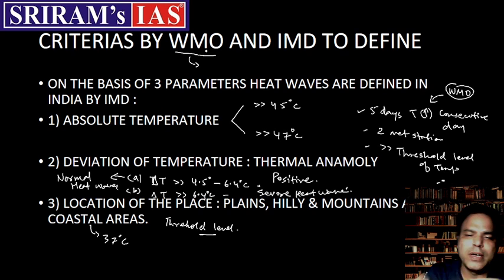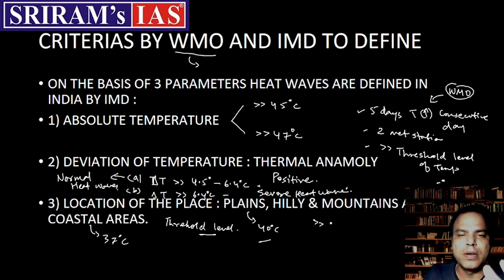If the location is plain, hilly, or mountainous, the areas get different thresholds. The threshold limit for plains is 40 degrees. If the temperature is above 40 degrees, then the plains may be affected by heat waves. For hilly and mountain areas, the maximum temperature that people or animals are adapted to is around 30 degrees Celsius. In the coastal areas, the threshold level temperature is 37 degrees Celsius. If temperatures cross these values in different geographies, they may be affected by heat waves.